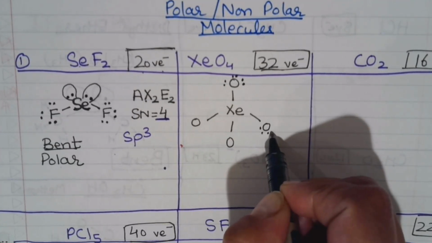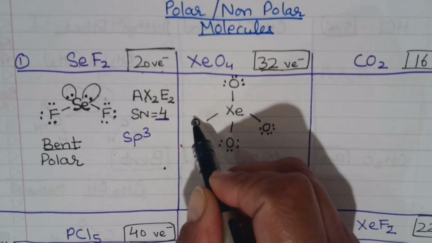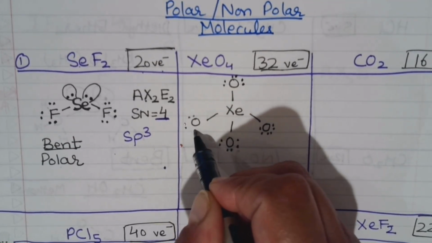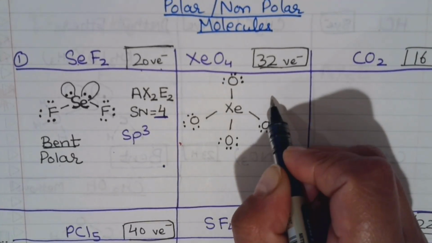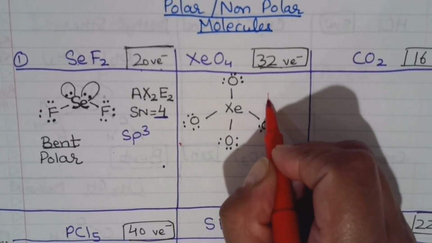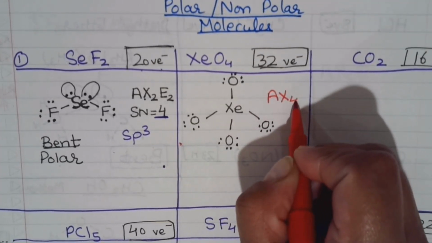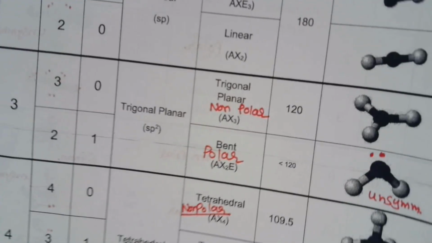And you will see we have used up all the valence electrons, right? So you can see there is no lone pair on Xe. So the AXE formula of this molecule would be just AX4, right? So AX4, 4 things around the central atom and no lone pair, is always symmetrical.